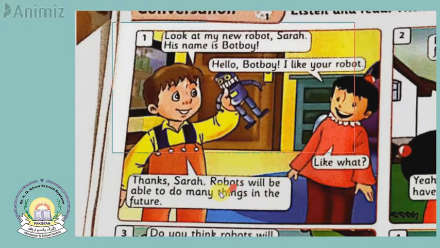He says that humans are creating different types of robots and they are going to do multiple things in the future. Then Sarah asks, "Like what?" Then we are going to go to this picture.